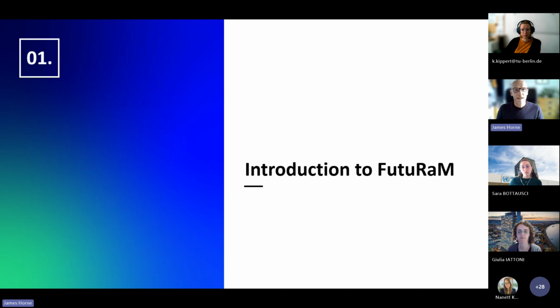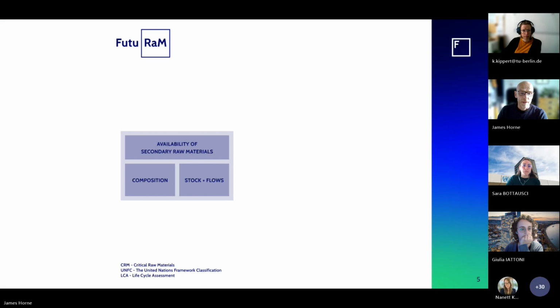So quickly, before I pass on to the main presentations, a short introduction to FutuRaM. It's a Horizon Europe funded project set against the geopolitical uncertainty, the accelerating energy and digital transition, and the need for better data on critical raw materials in Europe's waste streams. And the approach we took in FutuRaM was to create this better data.